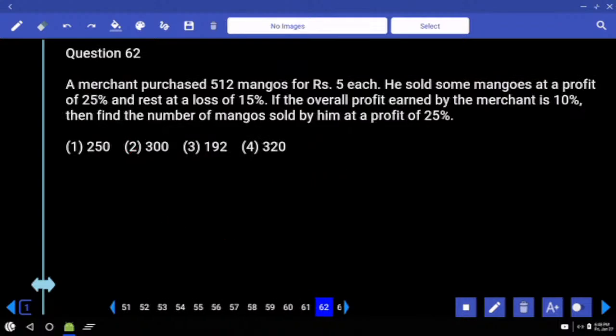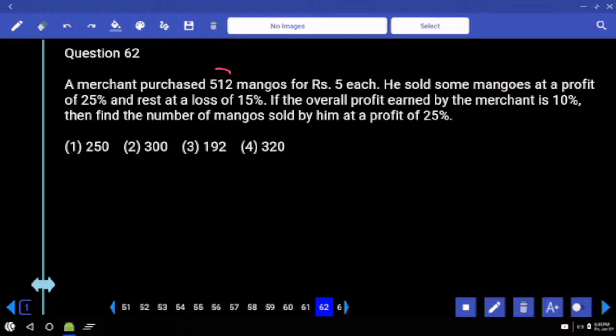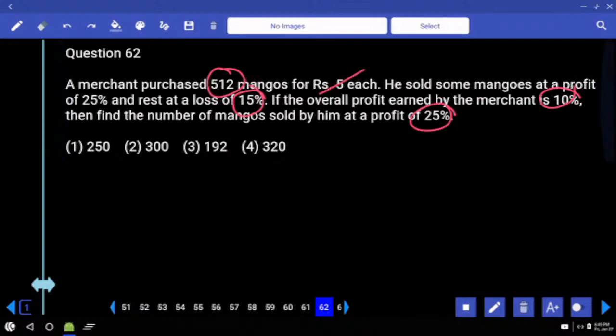Right, this is another simple question. A merchant purchased 512 mangoes for rupees 5 each. He sold some mangoes at a profit of 25% and the rest at a loss of 15%. If the overall profit earned by the merchant is 10%, then find the number of mangoes sold by him at a profit of 25%. In this question, this is the useful data, this is a useless data for me, because I am going to use allegations and mixtures concept.